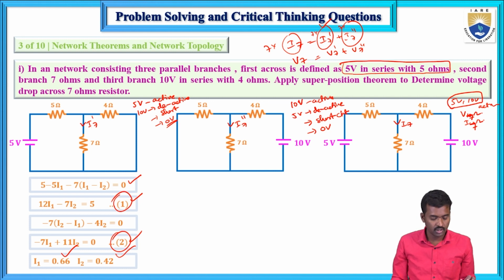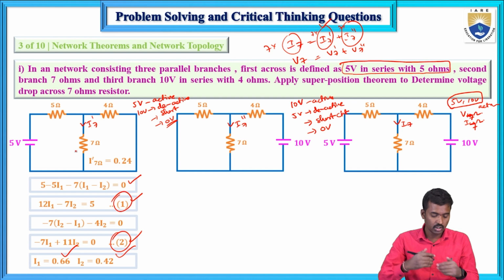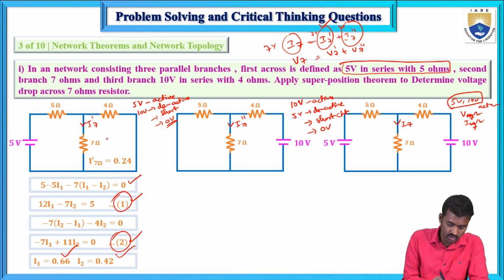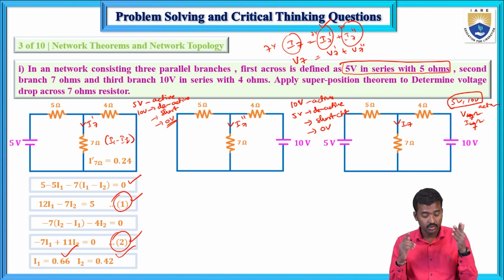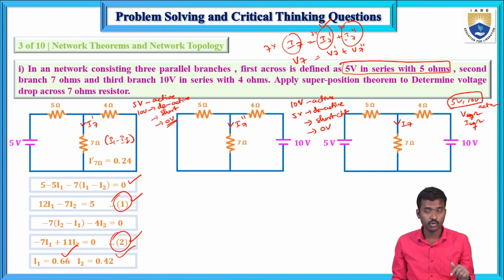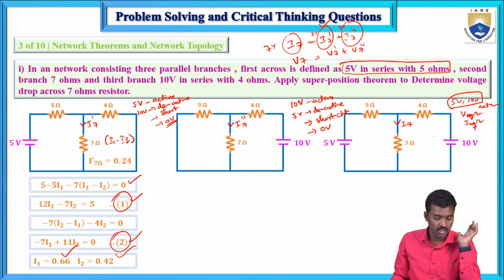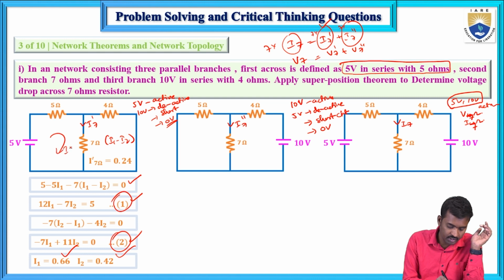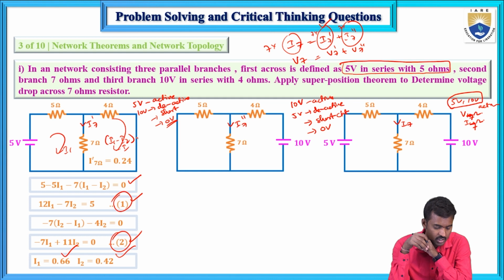From the mesh currents, determine the current flowing through the 7 ohms, that means I7 dash. So how will you calculate that? This current, from the top to bottom, equals I1 minus I2. From the bottom to top, that is I2 minus I1. If you apply KVL, then only you will understand whether it is I1 minus I2 or I2 minus I1. This is I1 and this one is I2. So here the downward current is I1 minus I2.